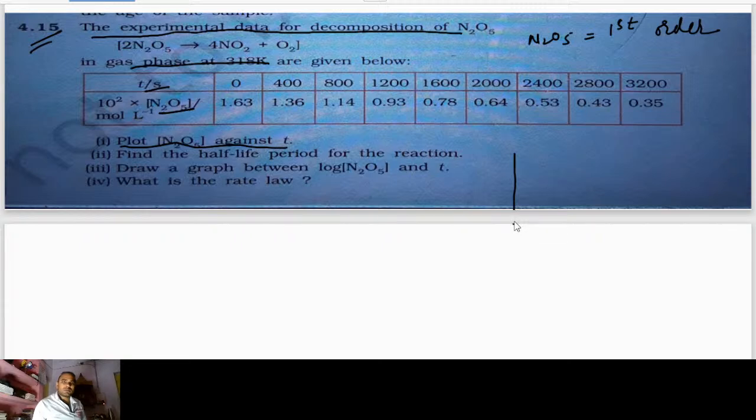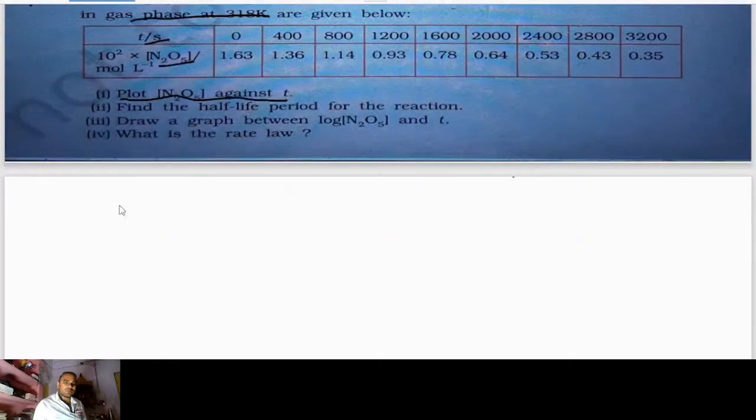Sorry, student, here it is not getting erased because there is the border. So let us see, put the value.